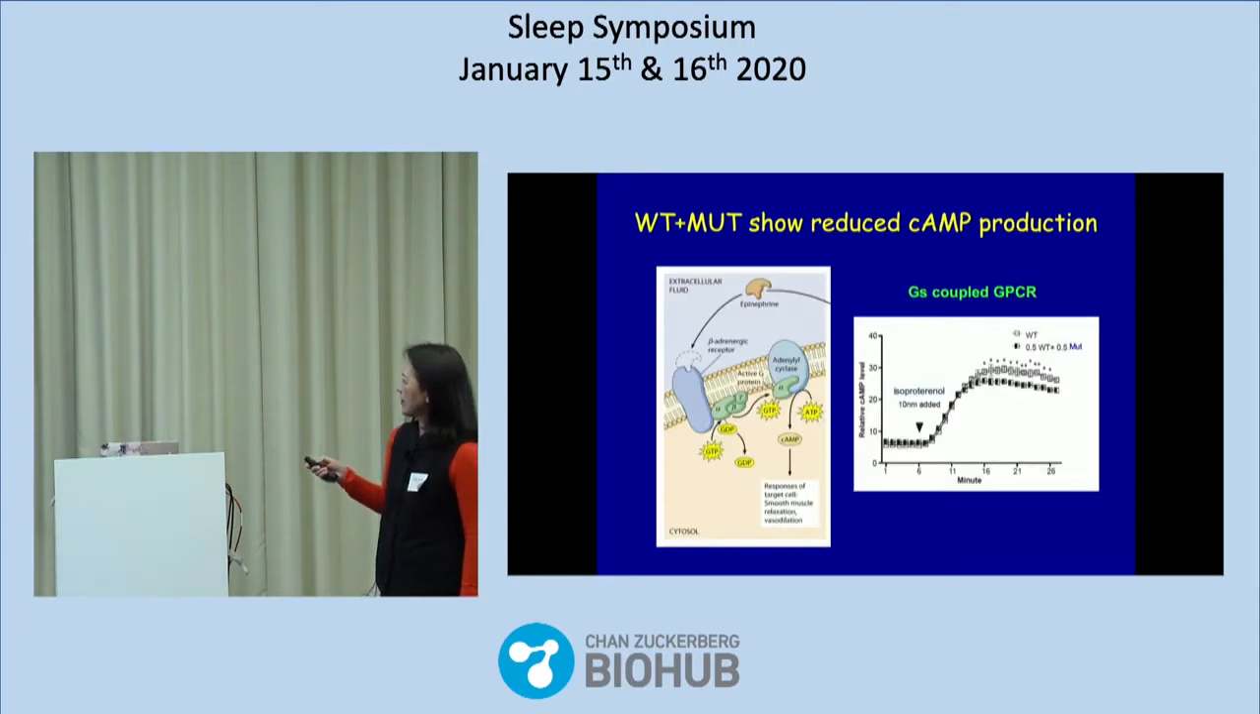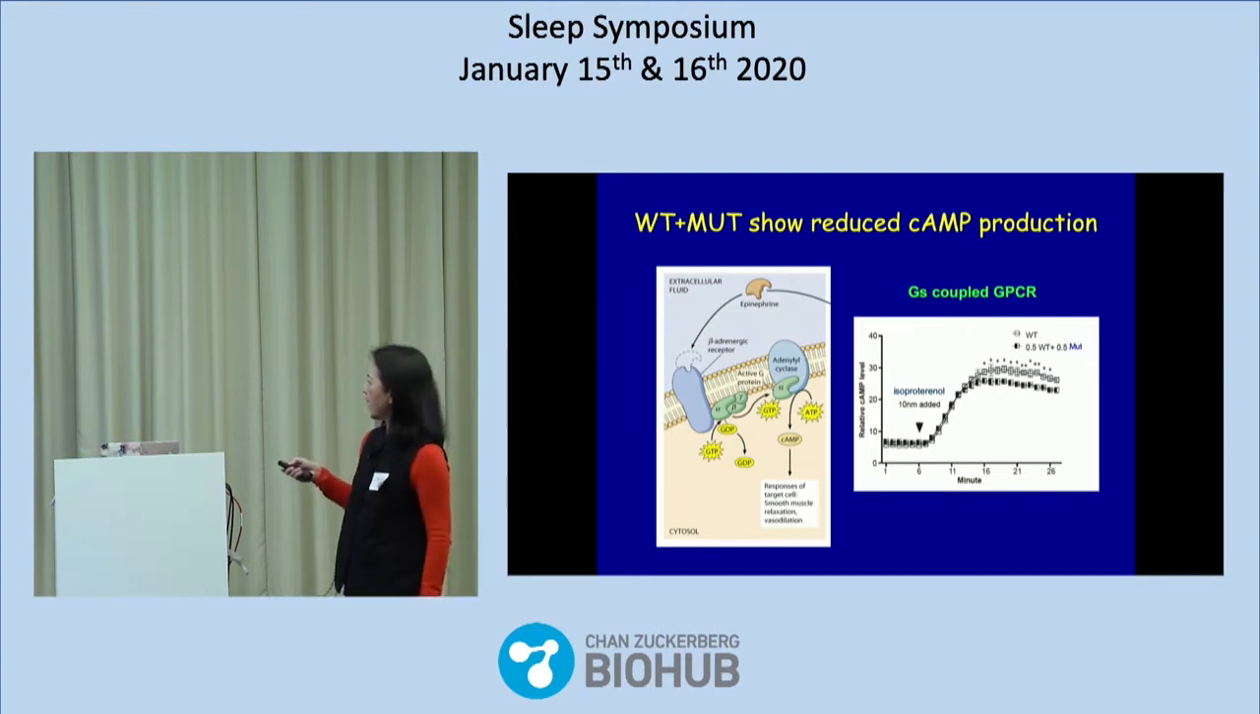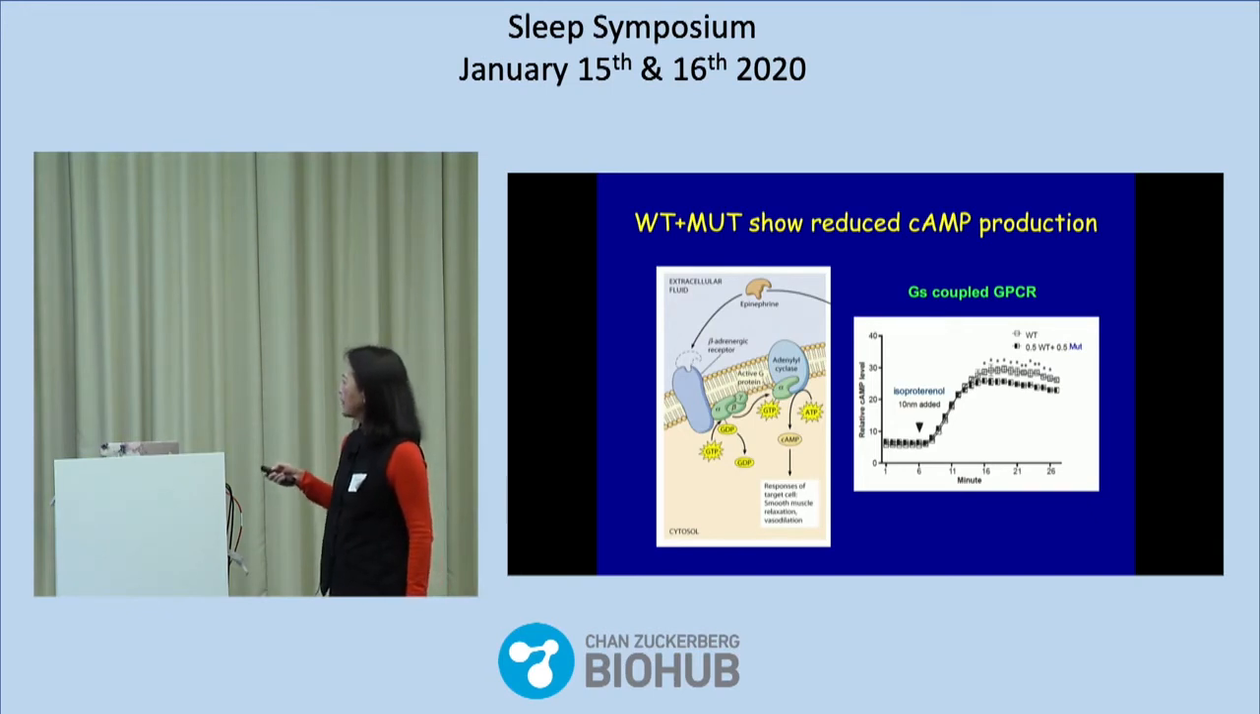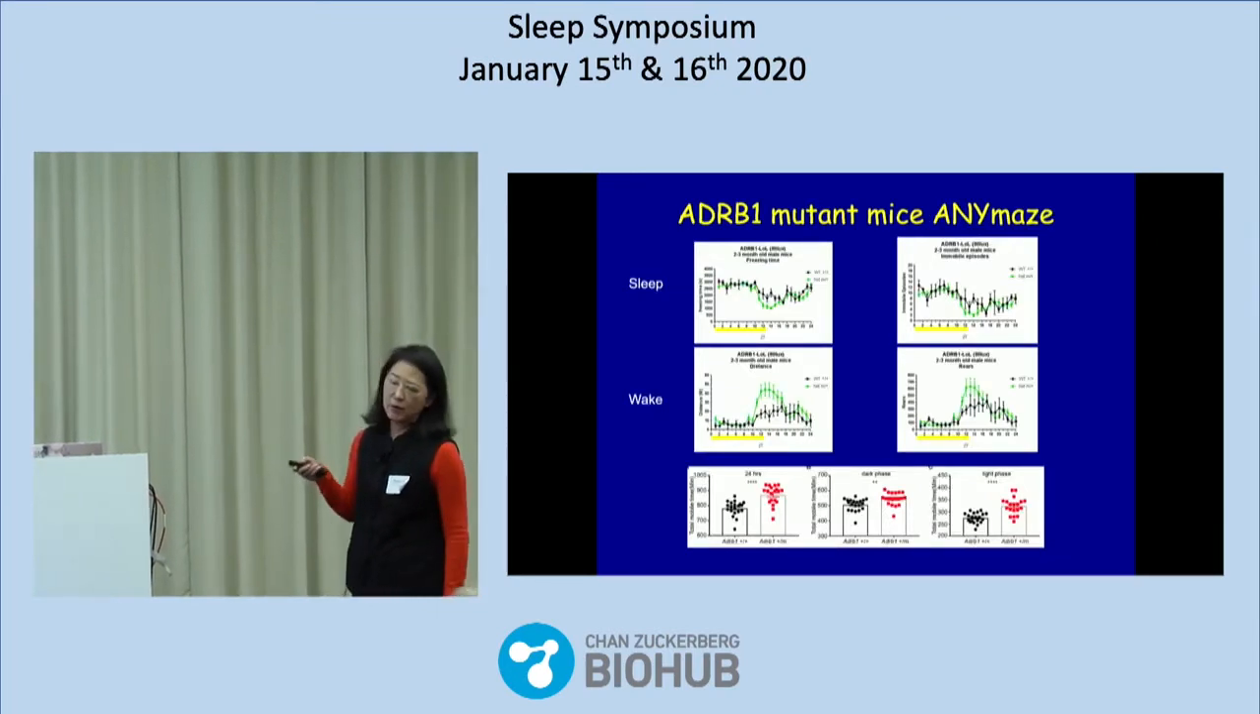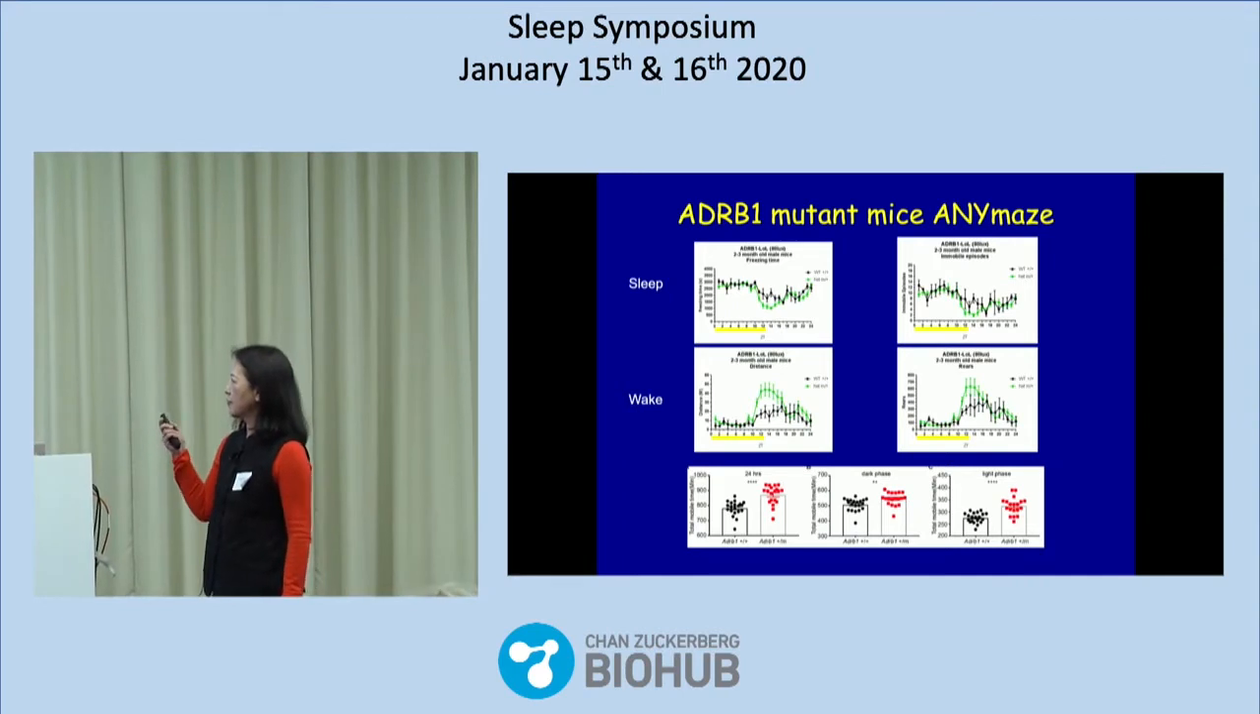We also found that if we mixed half wild-type and half mutant protein together and tested the cyclic AMP production, to see what happened, this is because ADRB1 is a Gs-coupled GPCR. When we mixed half wild-type and half mutant, we found that it produced less cyclic AMP than the wild-type alone, suggesting that the mutation probably has functional consequences. So those experiments were done before we made the mouse model. From those data, we then made the CRISPR mouse models.